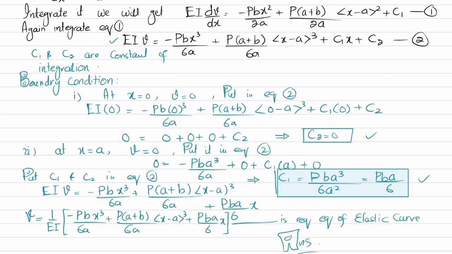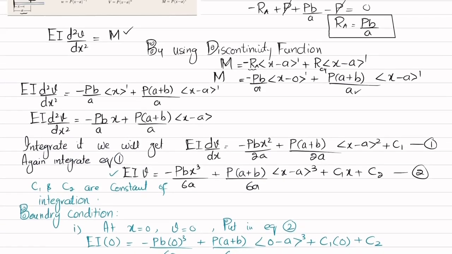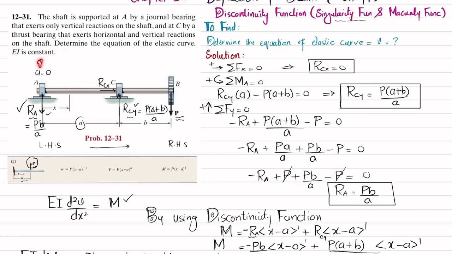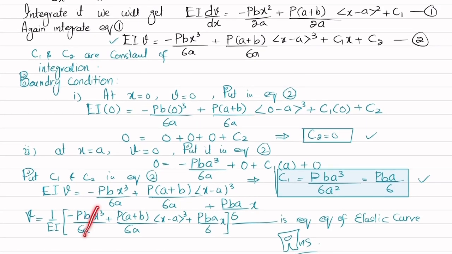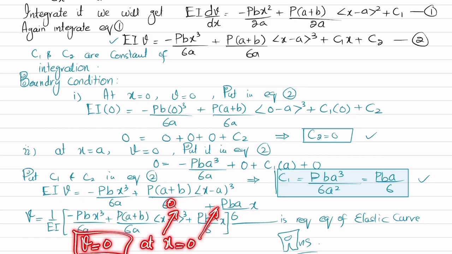and that is the answer of this question. But before ending this problem, let me explain what the deflection will be. Here we said that deflection v is equal to 0 at x is equal to 0. So you can put x is equal to 0, so this term will be 0. This term will also be 0 because x is equal to 0, so minus a in the Macaulay bracket will also be 0, and this x will be 0. So it means that deflection will be 0 at x is equal to 0.